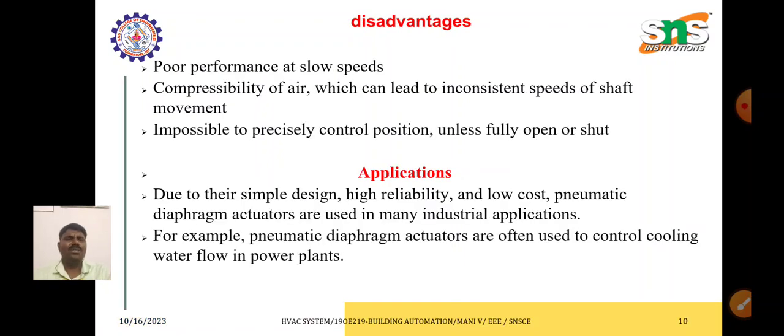And what are the disadvantages? The performance at low speed is very low, and the compressibility of air may lead to inconsistent speed of shaft movement. These are the disadvantages. As for applications, due to their simple design, high reliability and low cost, pneumatic actuators are used in many industrial applications. For example, pneumatic actuators are often used to control the cooling water flow in power plants.